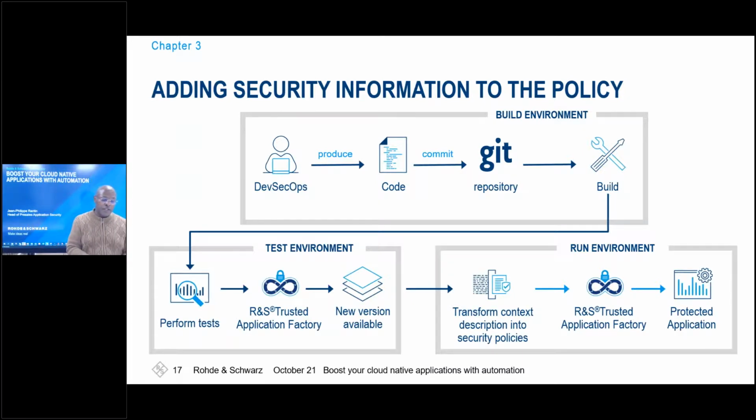During this build phase, you will then start the test performance, and you will perform the different tests. Based on the type of error that you get, you can stop the build and fix them before it goes to production. Then if it's correct and there is no error, you can go to the next step, which is the run environment.